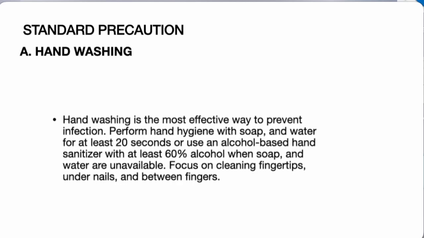Standard precaution. A. Hand washing. Hand washing is the most effective way to prevent infection. Perform hand hygiene with soap and water for at least 20 seconds, or use an alcohol-based hand sanitizer with at least 60% alcohol when soap and water are unavailable. Focus on cleaning fingertips, under nails, and between fingers.